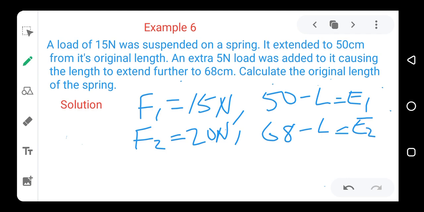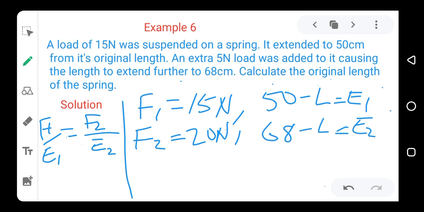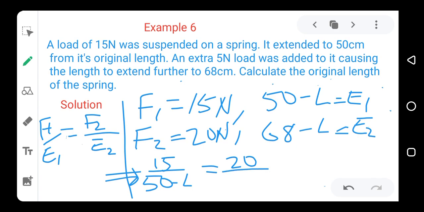Now we have that F1 over E1 is equal to F2 over E2. Now this gives us that 15 over 50 minus L, which represents the first E, is equal to 20 over 68 minus L. That is the second E.